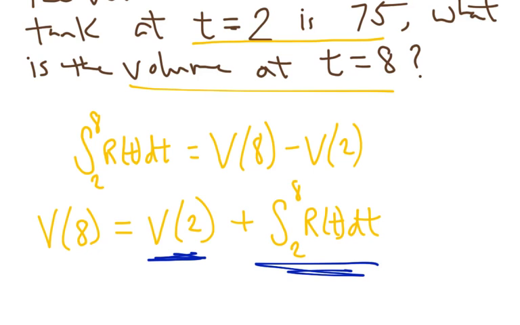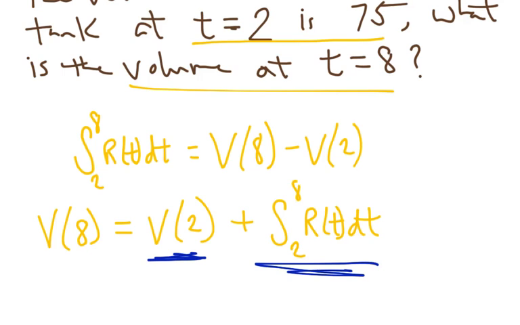So if you get a positive number, that means the amount of water went up from 2 to 8, increased by that amount. And if you get a negative number, that means the amount of water went down by that amount. Okay, so I don't know because I just made the problem up and didn't work it out. But you can do the rest on your own.